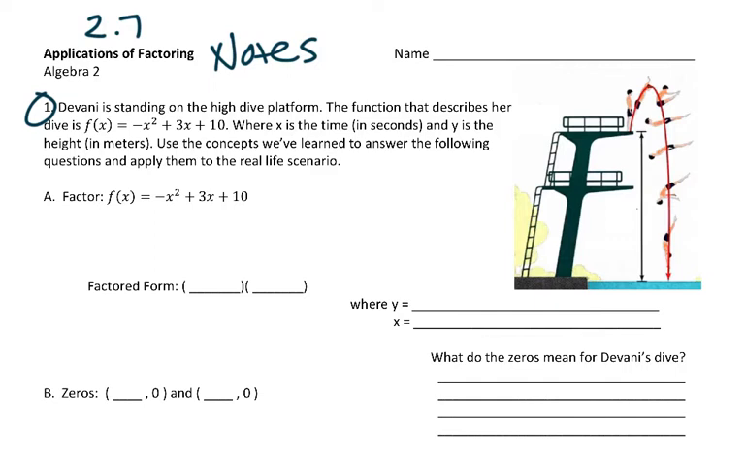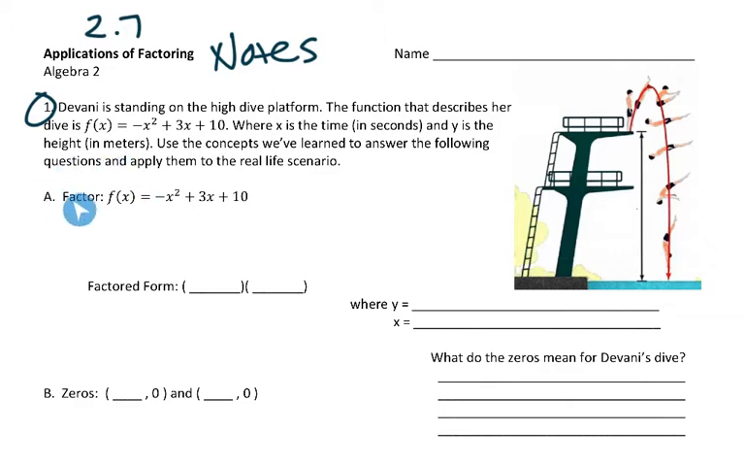As you can see in this image here, we've got a diver. Apparently their name is Devani, and Devani is standing on the high dive platform. Very scary. Okay, the function that describes her dive, apparently there's a guy diving, but it says her, anyway, is negative x squared plus 3x plus 10. So the way that this person is going into the water describes that pattern, where x is the time in seconds and y is the height in meters.